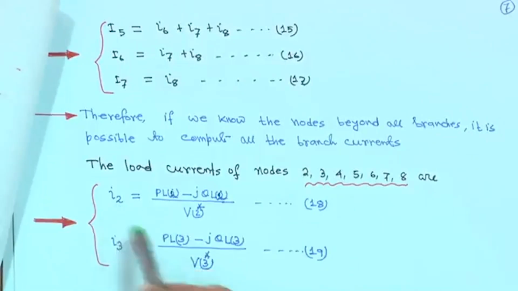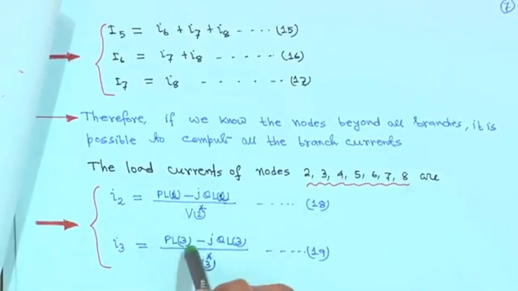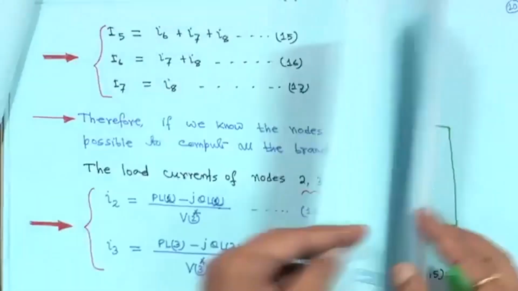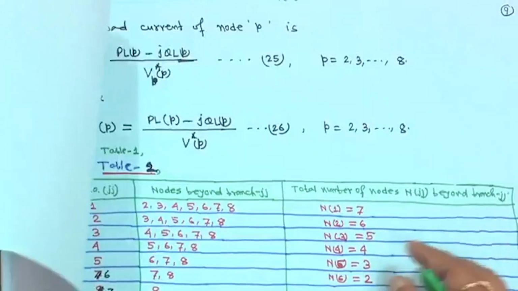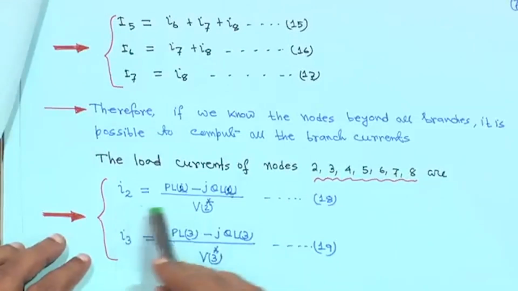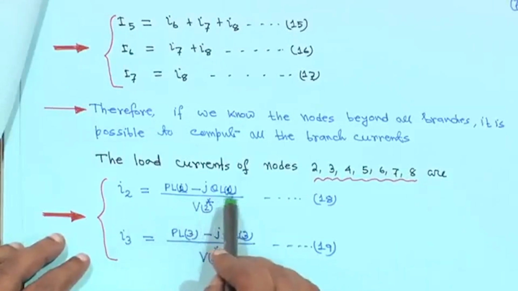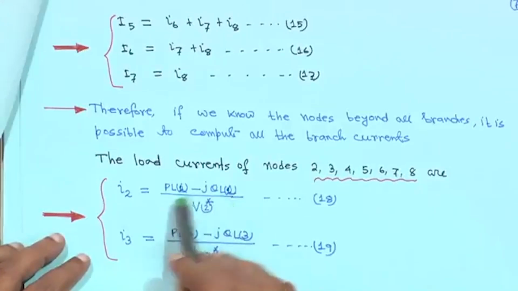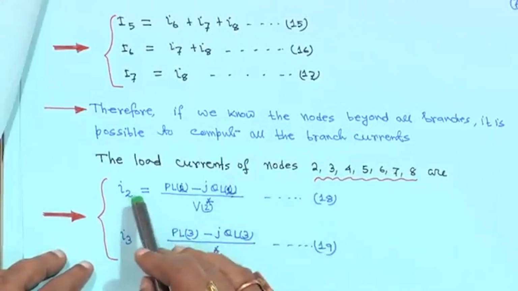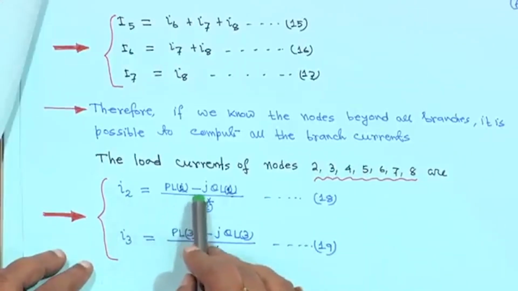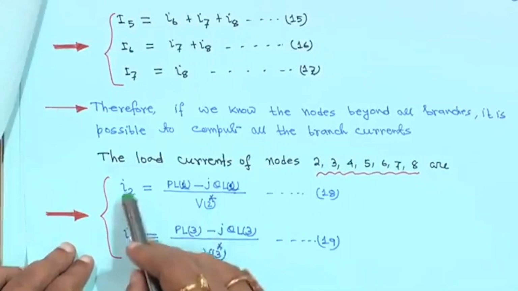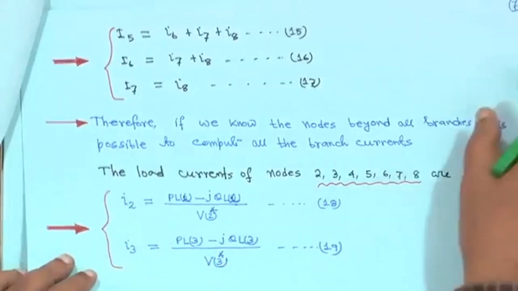Here I have not put it in brackets, but later I have made it, right. Later I will give you the generalized form. I2 is equal to PL2 and QL2; the suffix 2 and bracket 2 are the same, but here I did not put it in brackets. Later I have generalized it, and at that time I put them in brackets. So I2 is equal to PL2 minus jQL2 upon V2 conjugate. Voltage also I am putting in brackets. If you want, you can make it in brackets, no problem, but I have not done it.